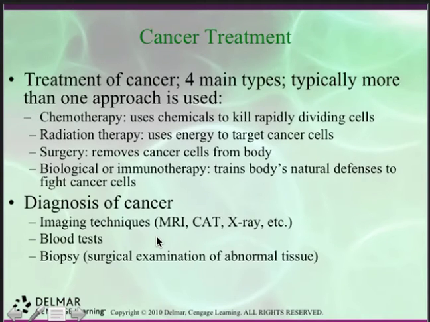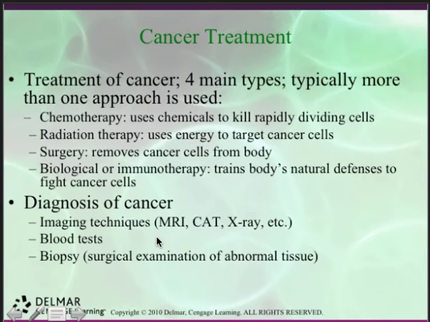The treatment of cancer falls into four main classes. There are typically more than one approach that can be used at the same time. Chemotherapy uses chemicals to kill rapidly dividing cells, while radiation therapy uses energy to target cancer cells. Surgery removes cancer cells from the body, and the hope there is that using surgery you can excise all of the cancerous tissue. Sometimes that's not possible, and that's why these other therapies are used in conjunction with surgical intervention.